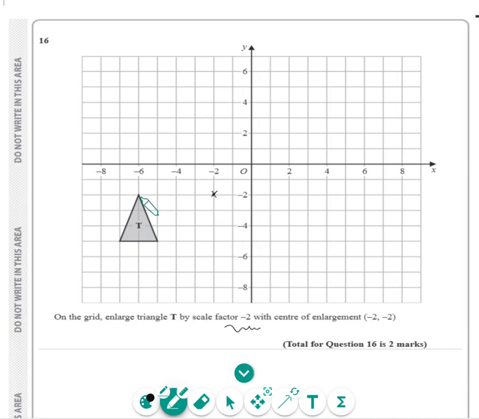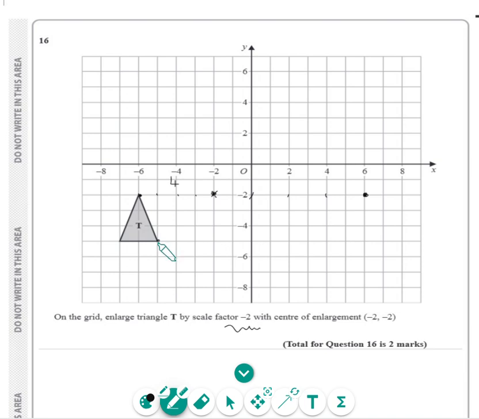Okay, so let's work out where these points are going to go. Let's go to this point at the top first. It's going to be 1, 2, 3, 4 to the left. So I'm going to multiply that by -2. That's going to take me 8 right. So 2, 4, 6, 8. So it's going to be my image of that top point.